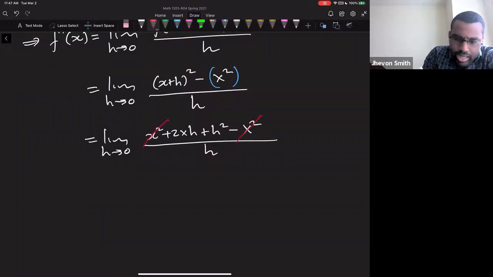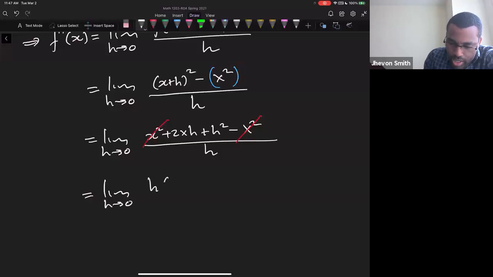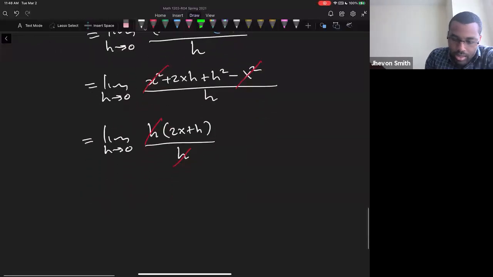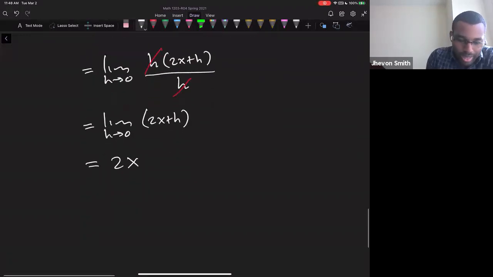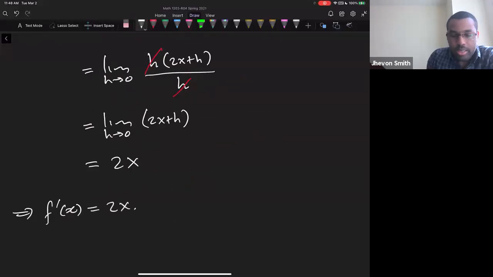The x squares are going to die. Then you'll notice that I would have a common h in the top that I can factor out. That h is going to die. And so now we would have essentially the limit as h approaches 0 of 2x plus h. And now notice I can plug in h equals 0 without any repercussions. I'm not dividing by 0 or anything crazy happening. You get 2x. That's it. So it turns out that f prime of x equals 2x.